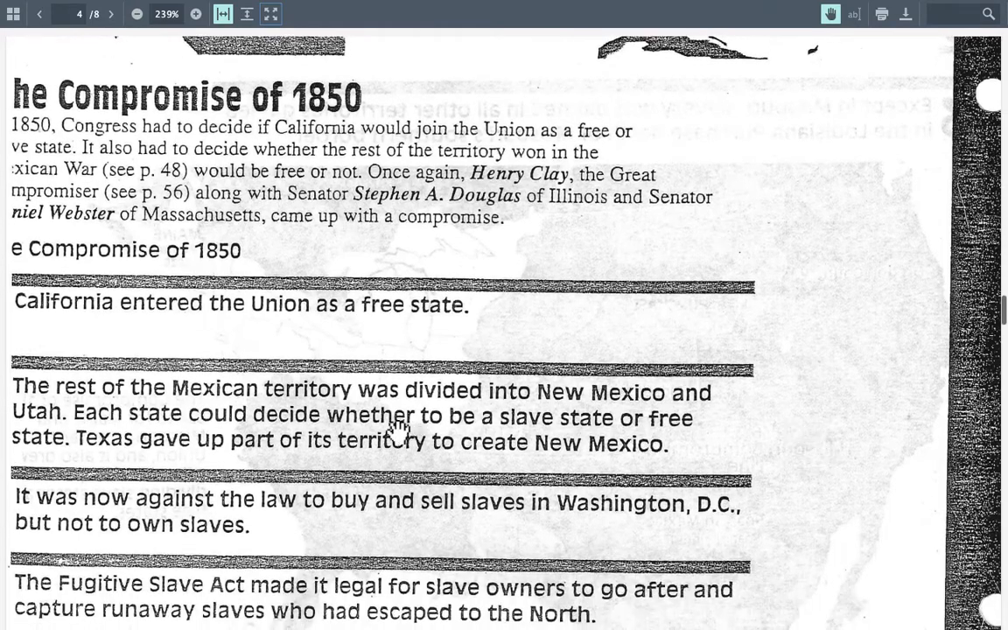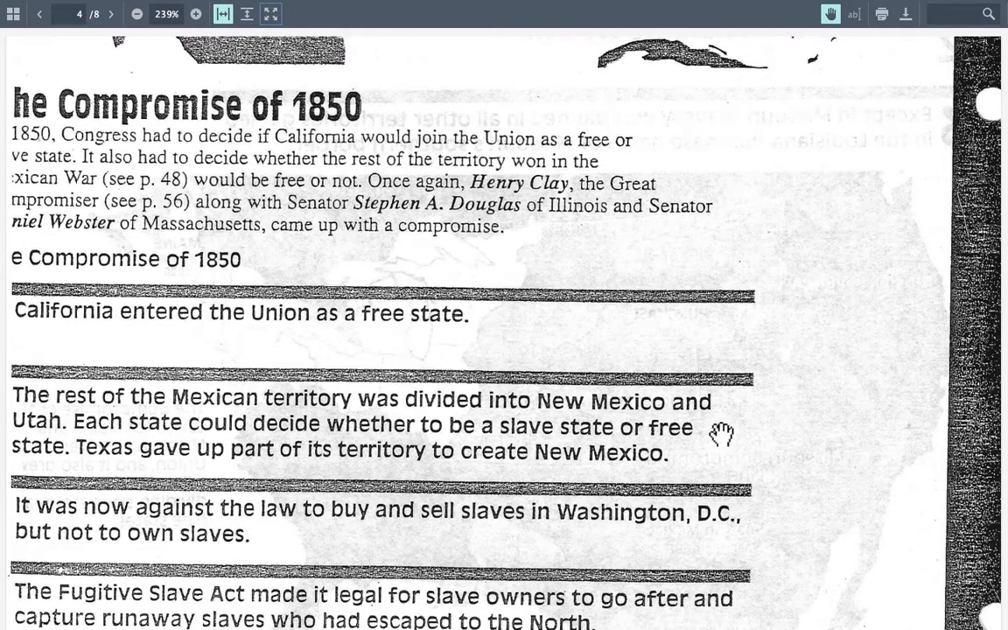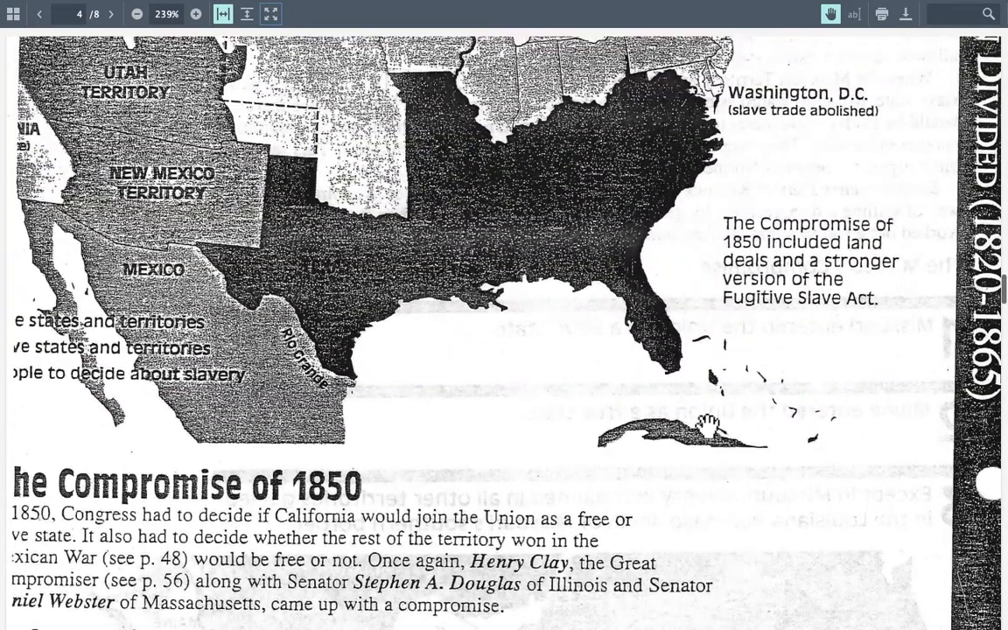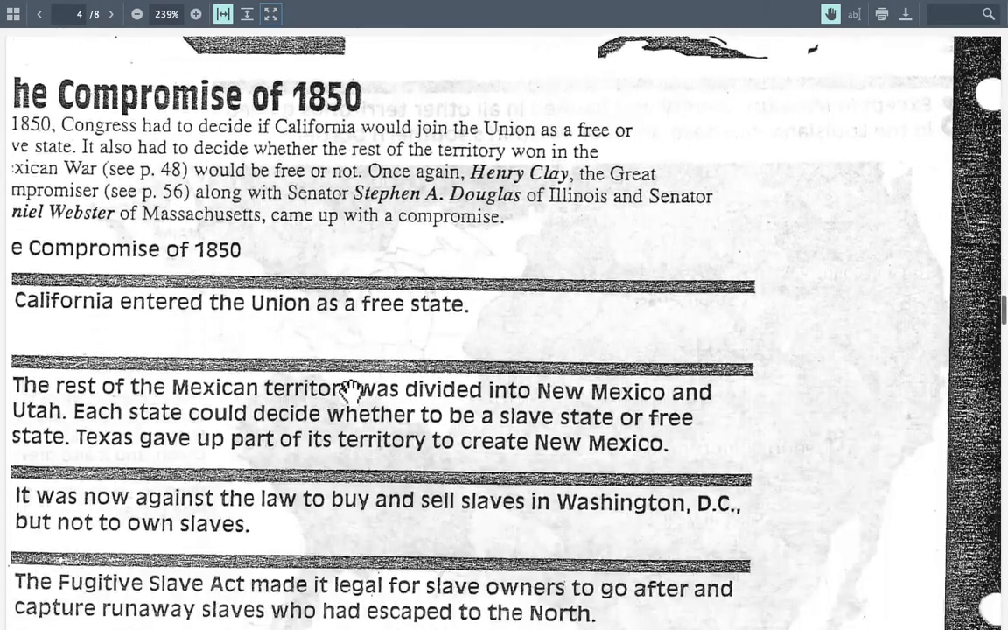The rest of the Mexican territory was divided into New Mexico and Utah. Each state could decide whether to be a slave state or free state. Texas gave up part of its territory to create New Mexico. There's your map up here. New Mexican territory, Utah territory. California's cut off, but that's right there.